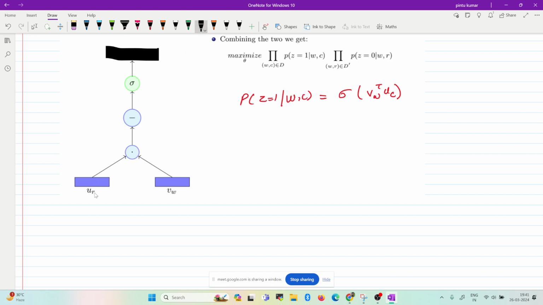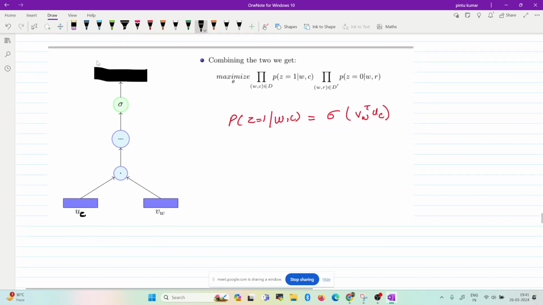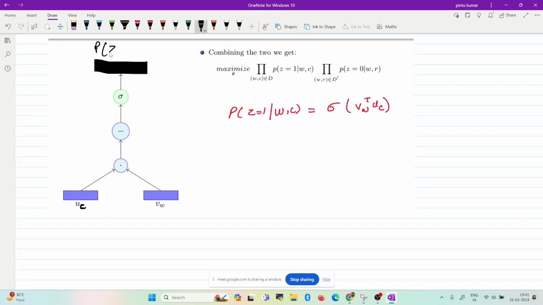What I want is, let's say this is my UC and this is my VW. If my words are occurring together, I take both these vectors, take their dot product, and pass it through a sigmoid activation. I want my output to be 1 if the pair W comma C belongs to D, for all the pairs that are occurring together.